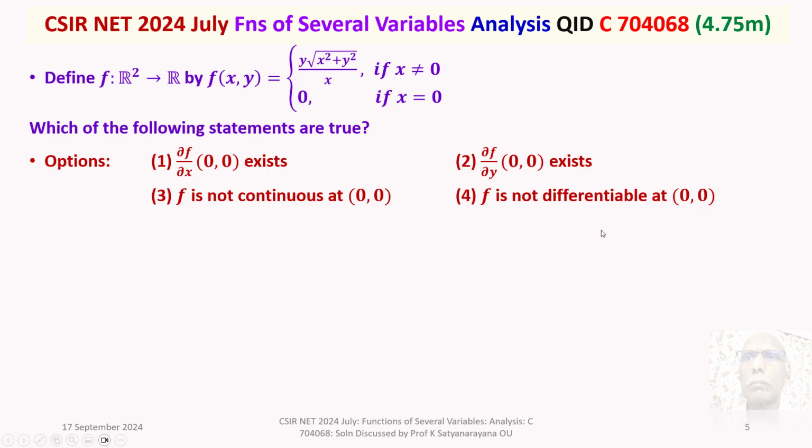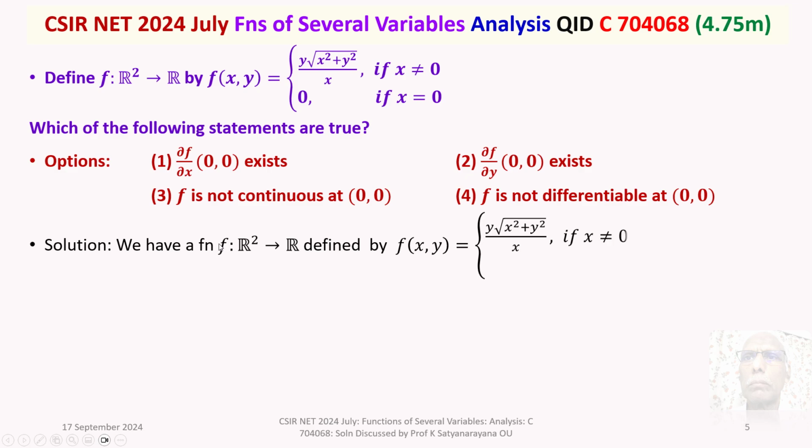We will now discuss the solution of the problem in detail. We are given a function f from R square to R defined by f of x comma y, the ordered pair coming from R square, equal to y multiplied by the square root of x square plus y square, whole divided by x, when x is not equal to 0, and equal to 0 when x is equal to 0.